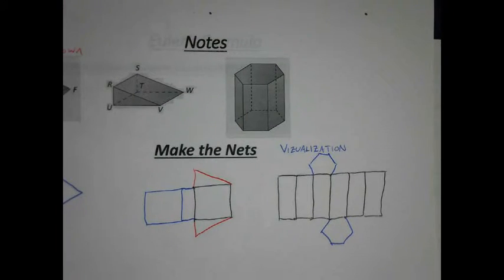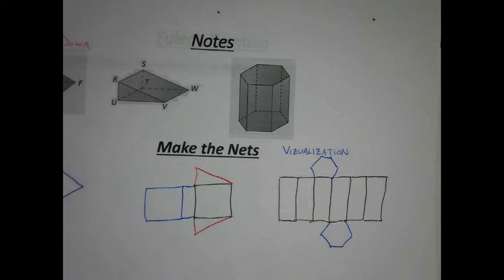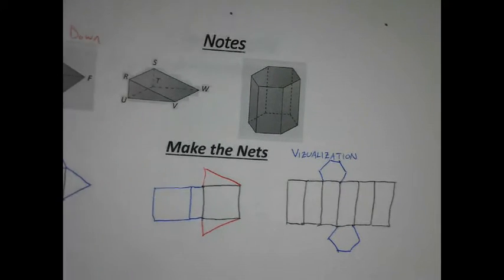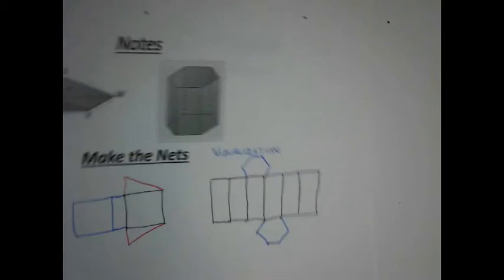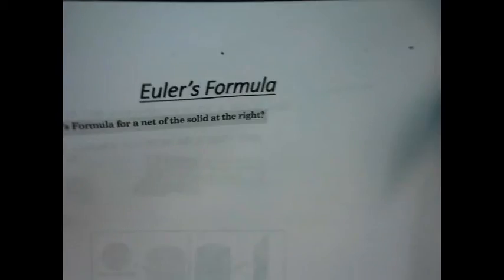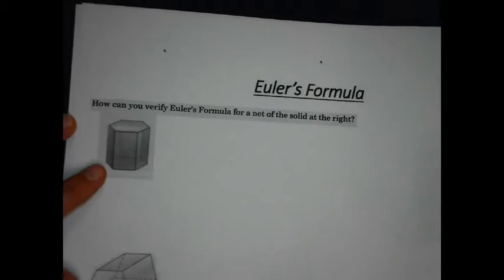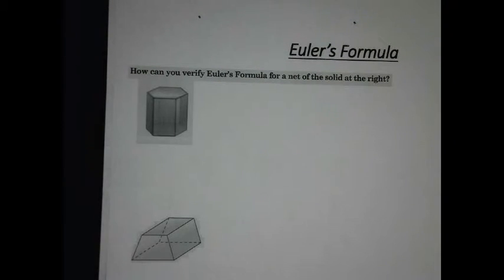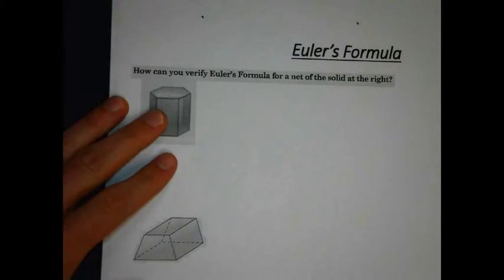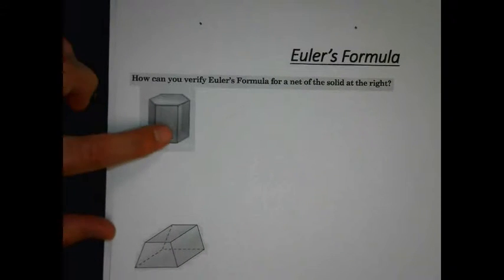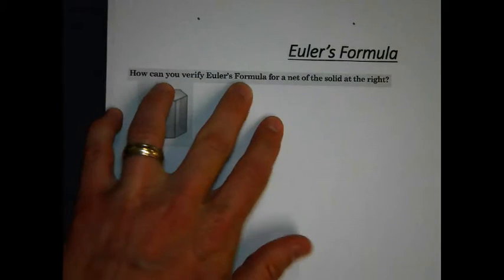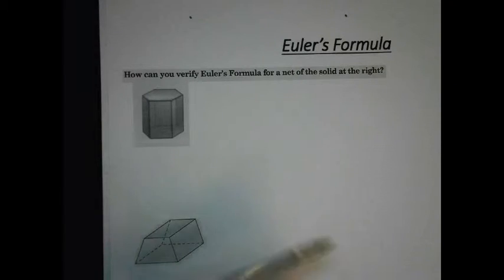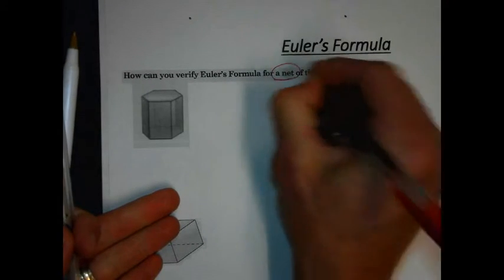Now, why do we do this? Because we're going to see Euler's formula in action in 2 dimensions, and it's going to be kind of interesting. So we're going to check out Euler's formula in 2 dimensions. I have a couple of examples here. We're going to use nets to verify Euler's formula. The first thing we do is, with this hexagonal polyhedron, verify Euler's formula for the net of the solid at the right.